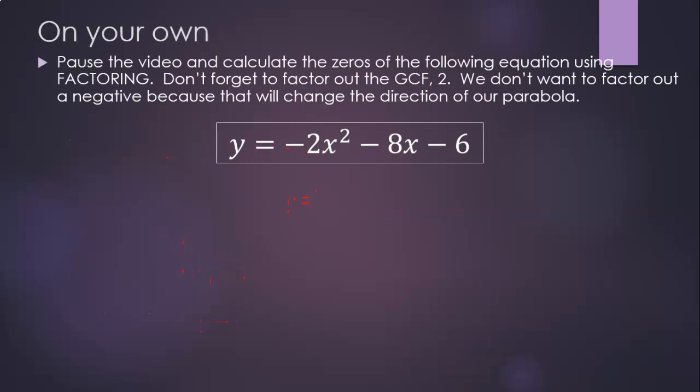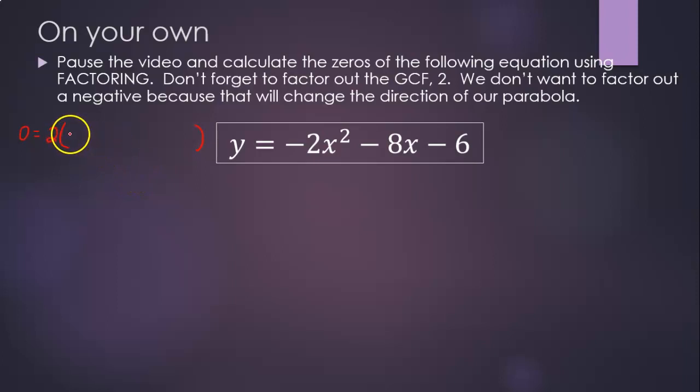Nice job. All right, I want you to pause the video right now and calculate the zeros of the following equation using factoring. Don't forget that there is a GCF of 2 on this one, so you're going to start off by making this equal to 0, taking a 2 out of everything because there's a GCF of 2. We don't want to factor out a negative because that'll change the direction of our parabola. Go ahead and pause the video and try this on your own right now.